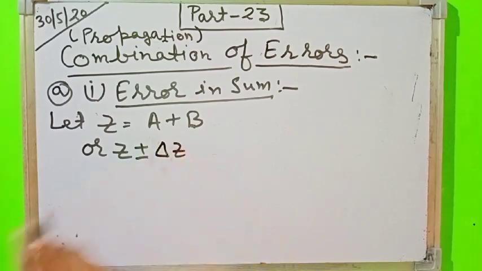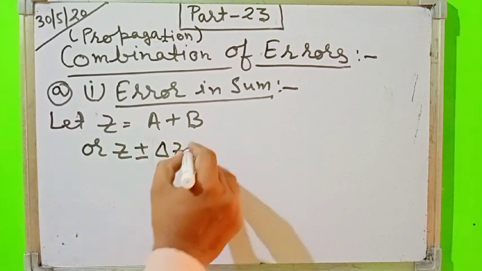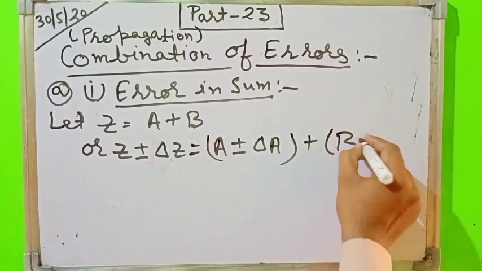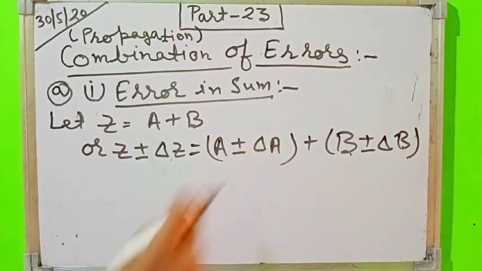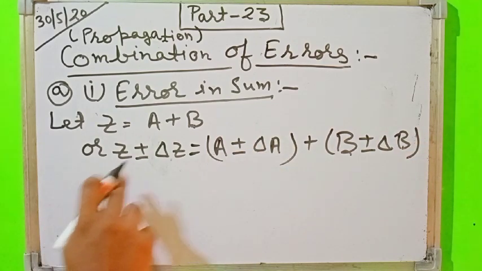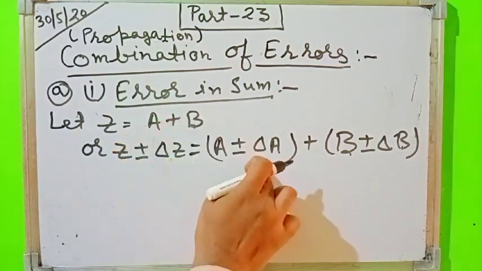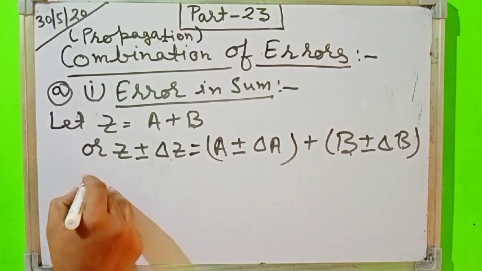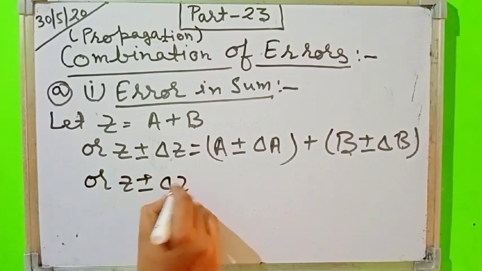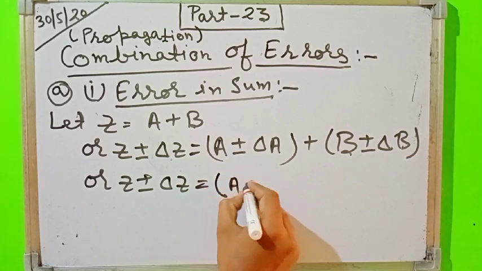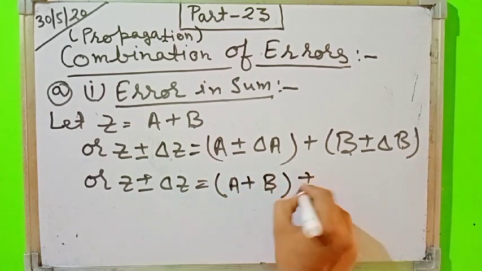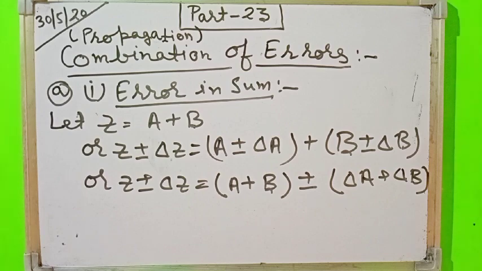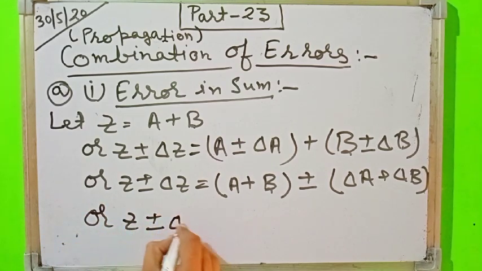That is the error in the sum, that is delta Z is equal to A plus minus delta A plus B plus minus delta B. That is error in A and error in B. Since we had included the error along with A and along with B, we had included error in the sum, plus minus delta Z. Now Z plus minus delta Z is equal to A plus B plus minus delta A plus delta B.